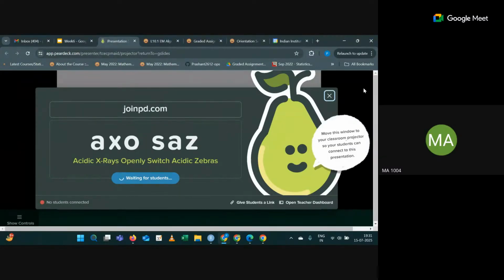This is how to join. Just enter joinpd.com in your browser, and then enter the code. The code is AXOSAZ. Please join it fast so that we can start this session.